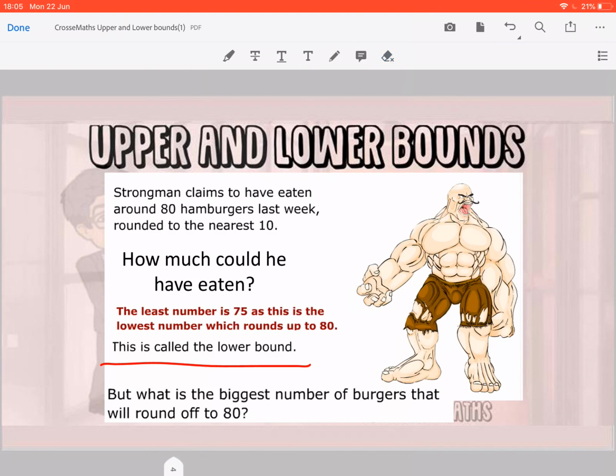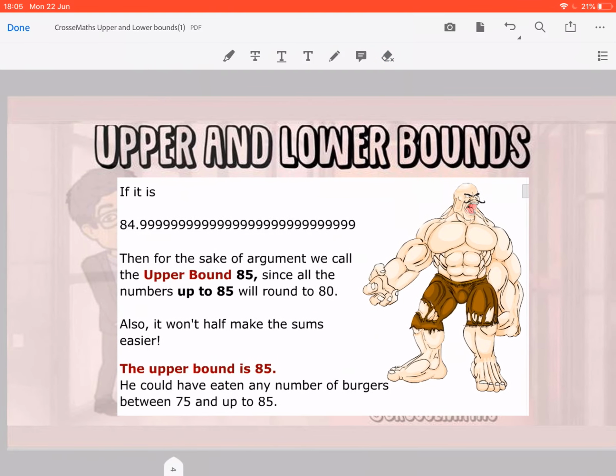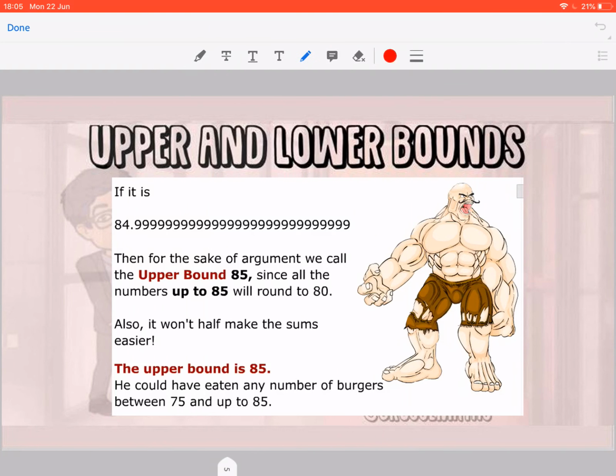Okay. Now, what's the biggest number he could have eaten? Well, the biggest number he could have eaten, for argument's sake, is 84.9999999 going on forever. That's the biggest number he could have eaten, and it's still rounded down to 80. However, we can't do maths with that number. So for the sake of argument, we call it the upper bound in maths, we call it 85.